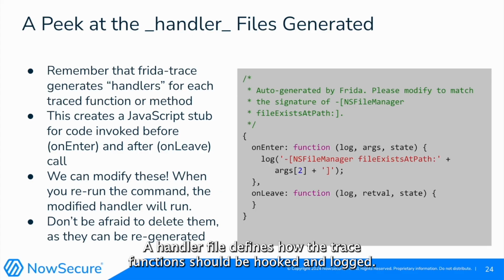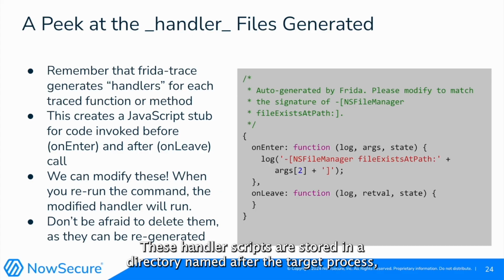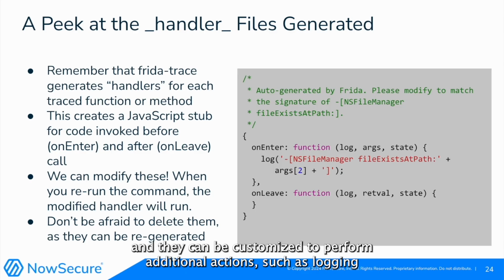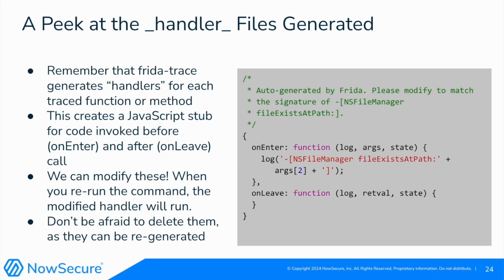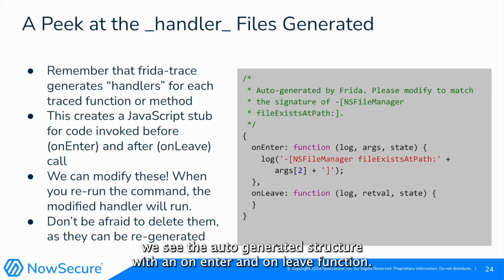A handler file defines how the trace functions should be hooked and logged. These handler scripts are stored in a directory named after the target process, and they can be customized to perform additional actions such as logging more detailed information or modifying the behavior of the function calls. When we open the fileExistsAtPath handler, we see the auto-generated structure with an onEnter and onLeave function.